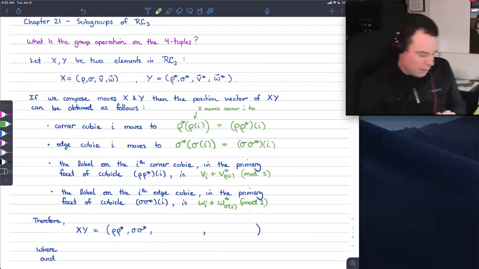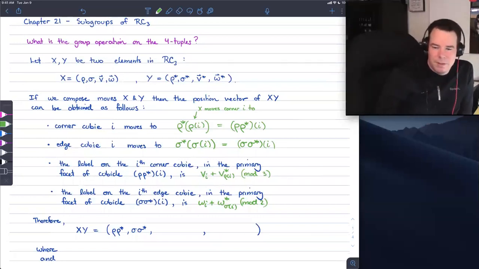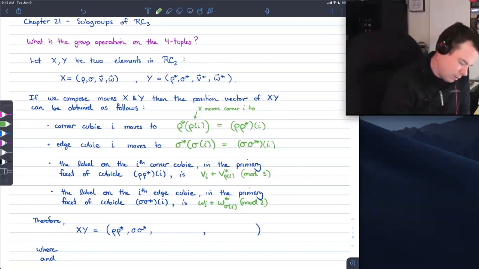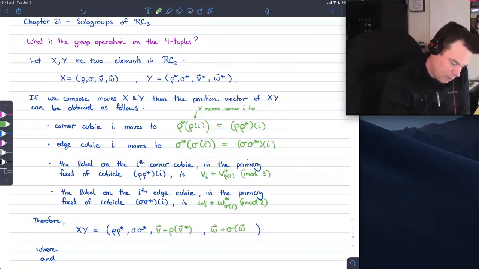Okay. That means that we can find the 4-tuple for the combination of moves x, y. The 4-tuple would be just the product of the permutations for the corners, the product of the permutations for the edges. Those are just how the pieces got permuted. It's the flips that really take a little bit of consideration. And the way the flips happen is it's going to be V plus, and I'll write this down. I haven't defined this notation yet, but I'll do so now. It's what we call V plus rho V star, and this would be W plus sigma W star.